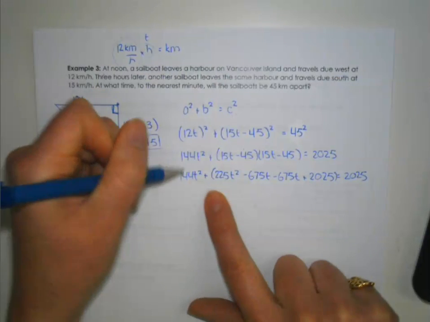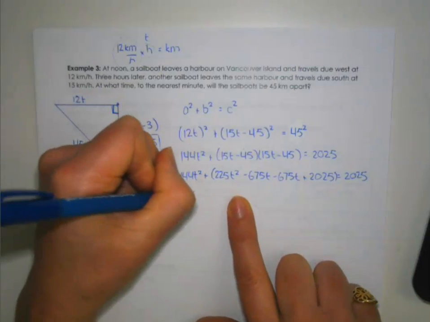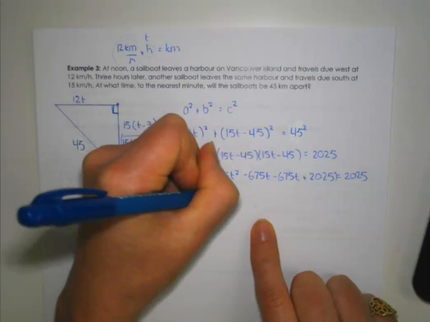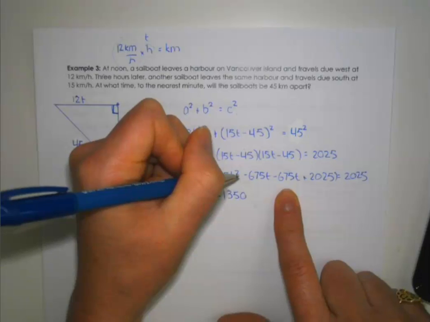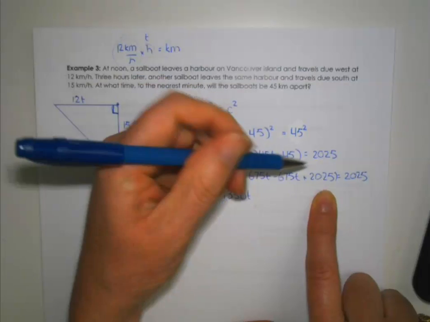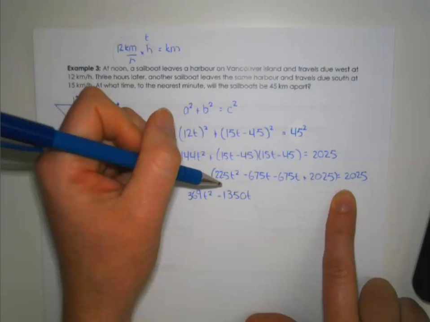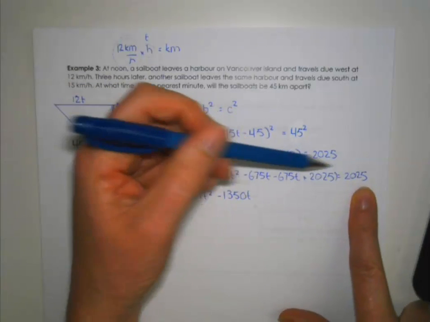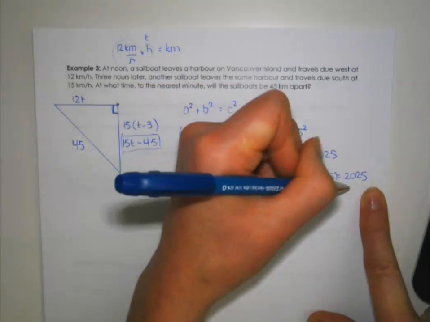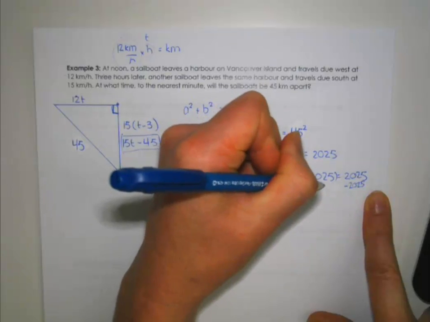So now I just want to combine my like terms. 144t squared plus 225t squared gives me 369t squared, minus 1350t, because negative 675 minus 675, plus 2025. Now, in order to solve this, I always need this whole thing to be equal to 0. So I'm going to skip a step and say I have plus 2025, but in order to make this side equal to 0, I'm going to have to subtract 2025 from both sides.